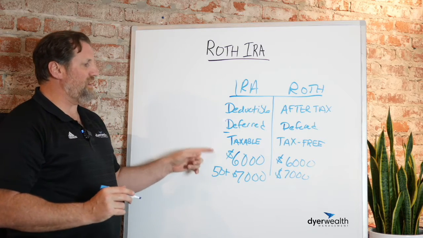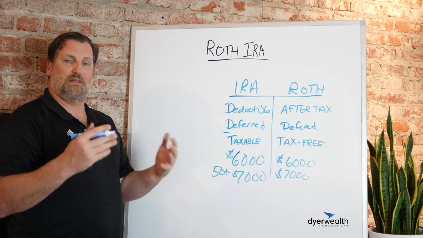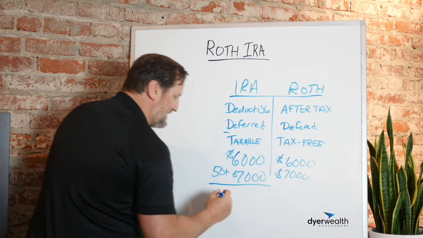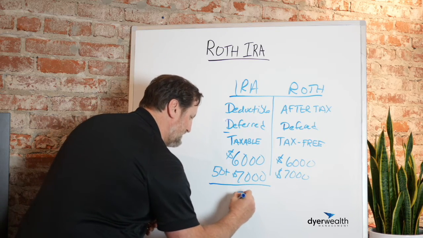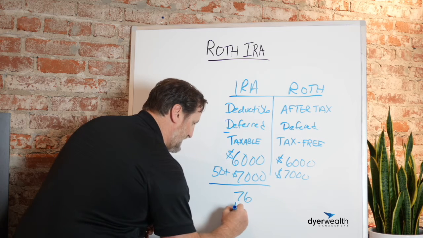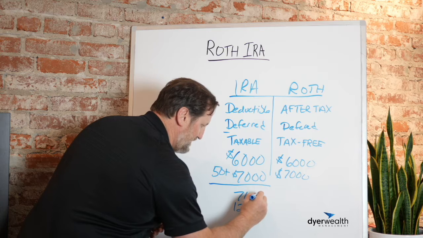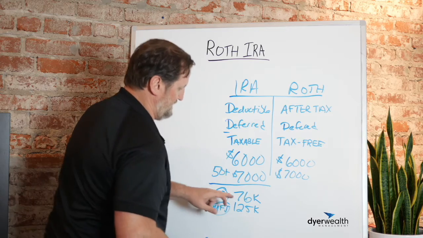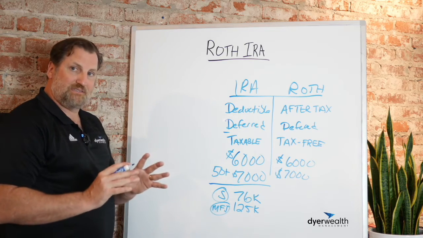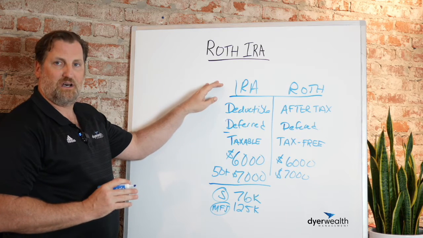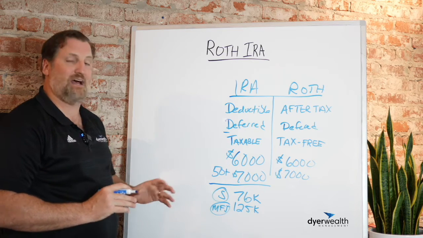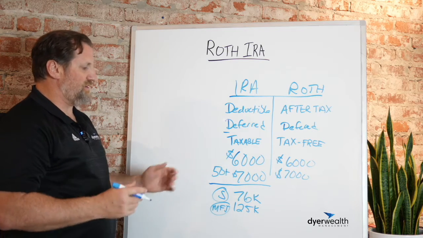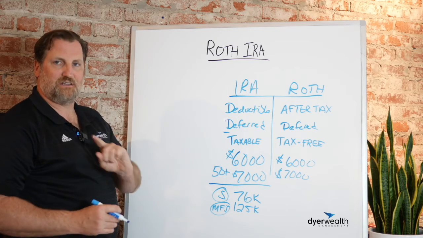Now, to make these contributions, there's certain income limits or eligibility, if you will. In the case of the traditional IRA, I'll just put these numbers down: 76, I think is it 125? Okay, so if you're single or married filing jointly, these are the income limits for deductibility of a traditional IRA. If you're single and you make over $76,000, you can't deduct your IRA contribution. If you're married and your combined income is over $125,000, you can't deduct an IRA contribution.